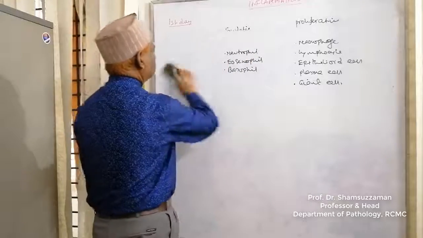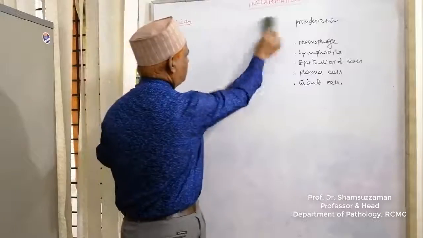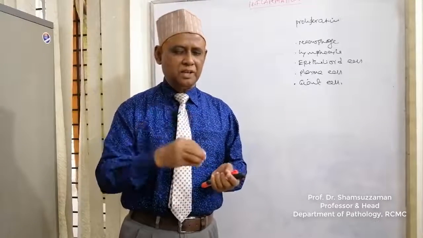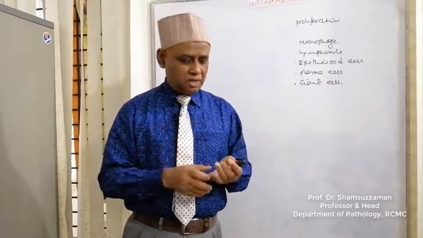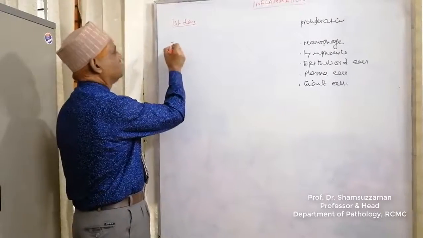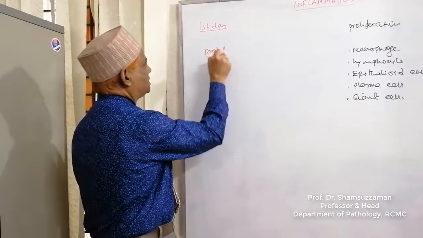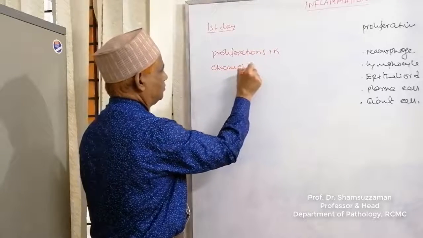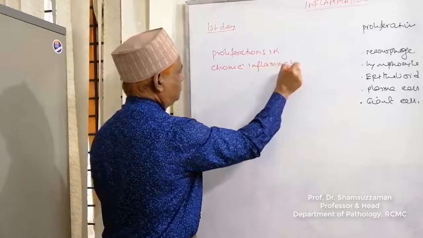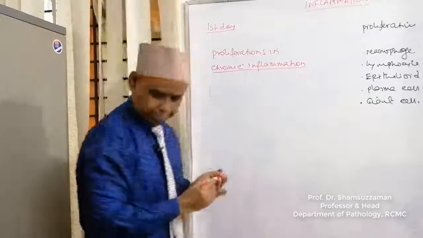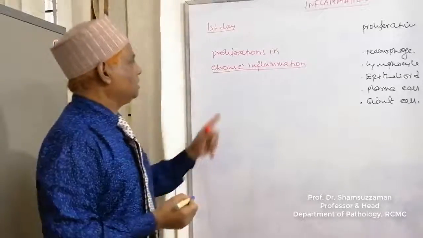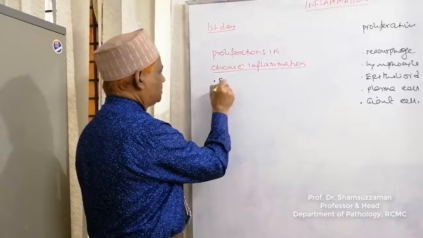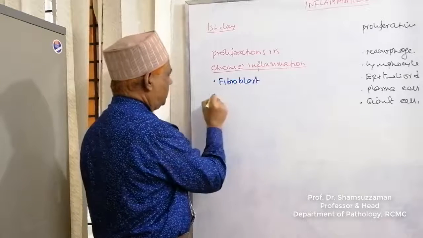Dear audience, now come to, I have told you the chronic inflammation is proliferative in nature. At the site of chronic inflammation, what things are proliferated? Proliferations in chronic inflammation. What things are proliferated at the site of chronic inflammation? Number one, fibroblast and blood vessels.